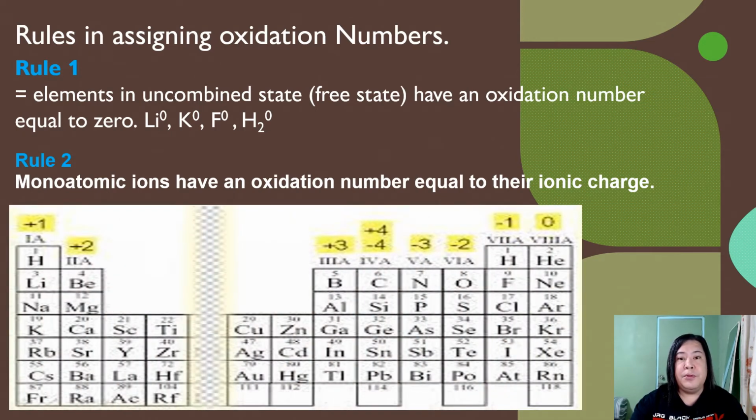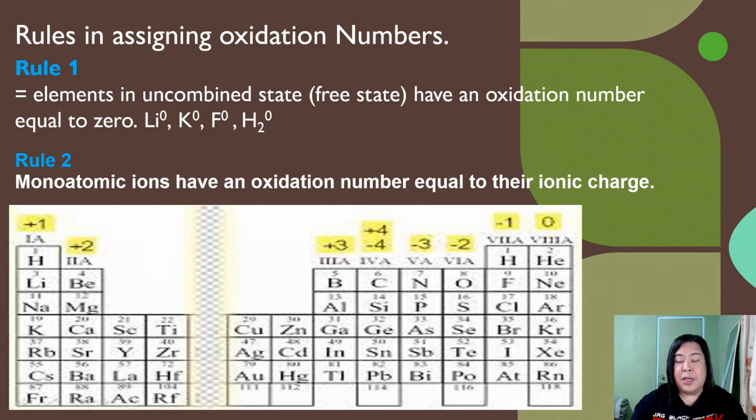There is a simple rule in assigning oxidation number for each element. So in family A elements, all elements belonging to group 1A, as you can see based on our illustration, the oxidation number is positive 1. While in group 2A, the oxidation number is positive 2. In 3A is positive 3. Group 4A, positive negative 4.